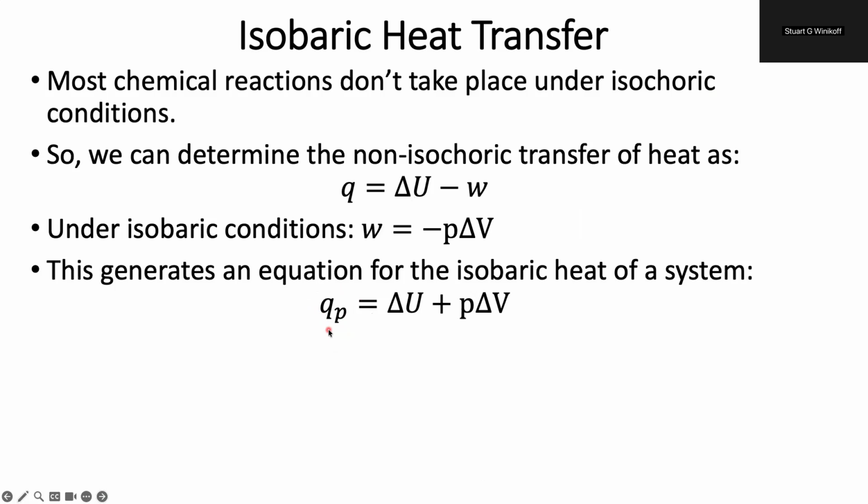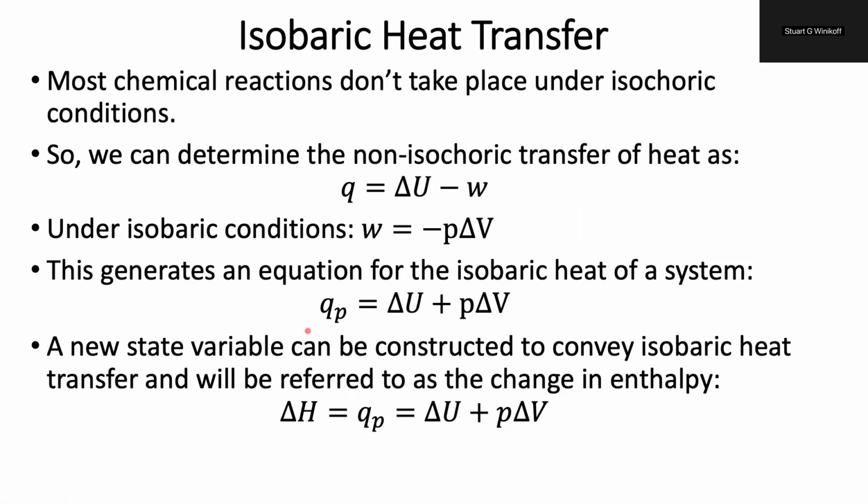And notice, just like when we looked at isochoric conditions, when we constrain our heat, we now suddenly go from heat being a path function to a state function. So we can assign this a new state variable. This new state variable for the isobaric heat is simply known as the change in enthalpy. So you can get the change in enthalpy as the change in internal energy plus P delta V. Note, though, this relationship only holds under isobaric conditions.